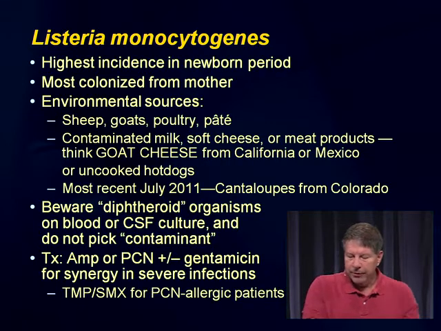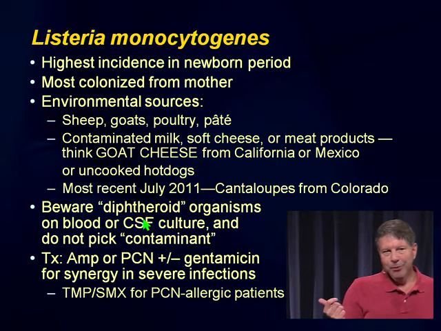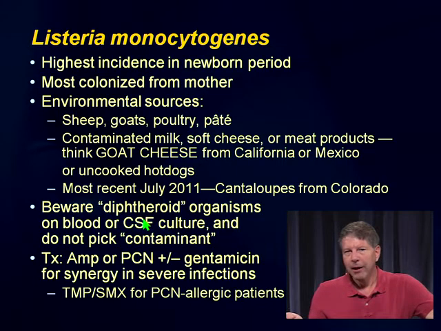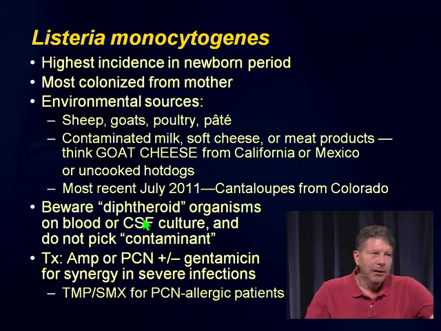The other deal with this is the kid's really sick, and they tell you the blood culture is this diphtheroid. Remember, most of the time we kind of blow that off. But if there's something in the history here that sounds suspicious, particularly a newborn, you're not going to blow it off. Don't pick it as contaminant. Continue the therapy until they've identified the organism completely, because the diphtheroid commonly can turn out to be Listeria once they get it further identified. The treatment is what we did with Enterococcus, so ampicillin or penicillin, plus or minus gentamicin for synergy in severe infections.